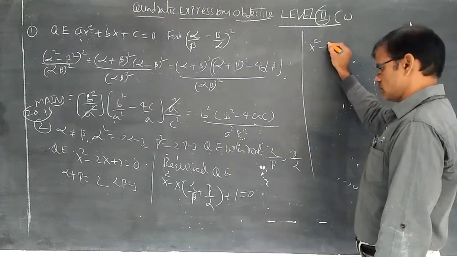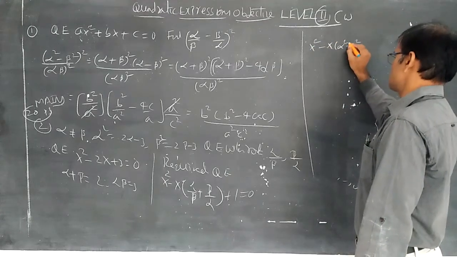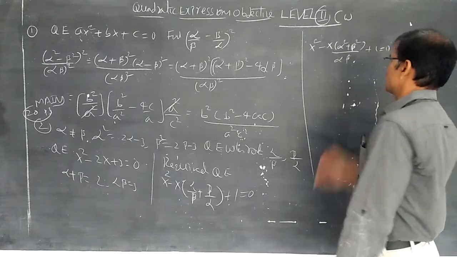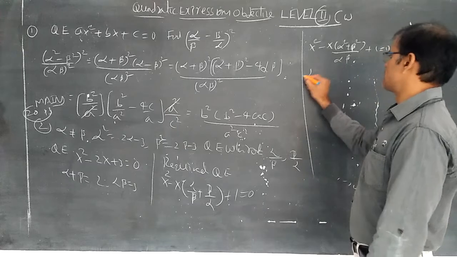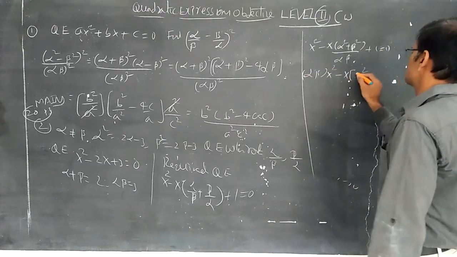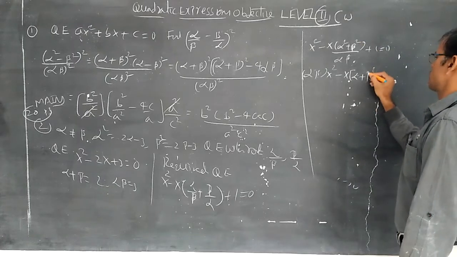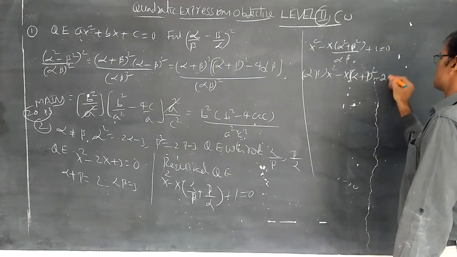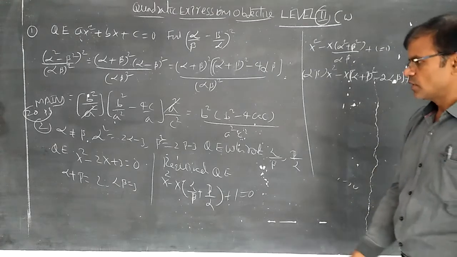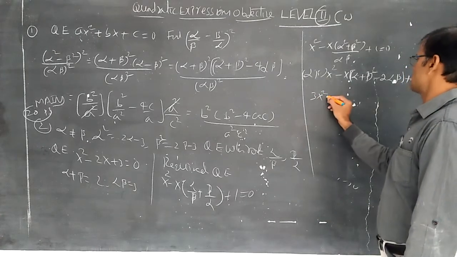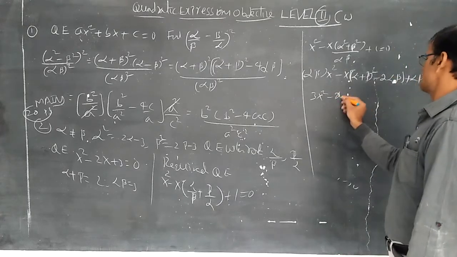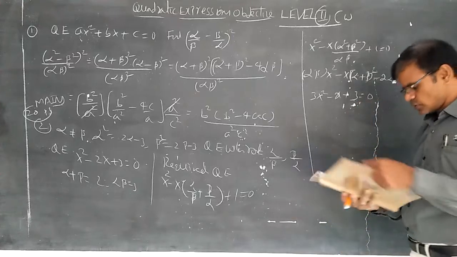By taking LCM, this is x square minus x into (alpha square plus beta square) whole by alpha beta, plus 1 equal to 0. Multiply by alpha beta: alpha beta into x square minus x into, you can understand this one as, (alpha plus beta) whole square minus 2 alpha beta, plus alpha beta equal to 0. Alpha beta we got here 3, so 3x square minus x into ((alpha plus beta) whole square is 4, 4 minus 3 means 1), x plus 3 equal to 0.